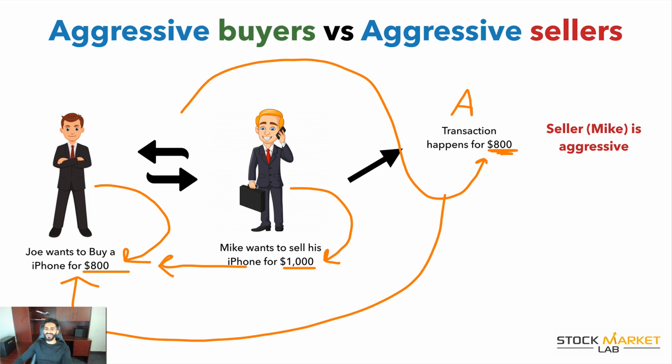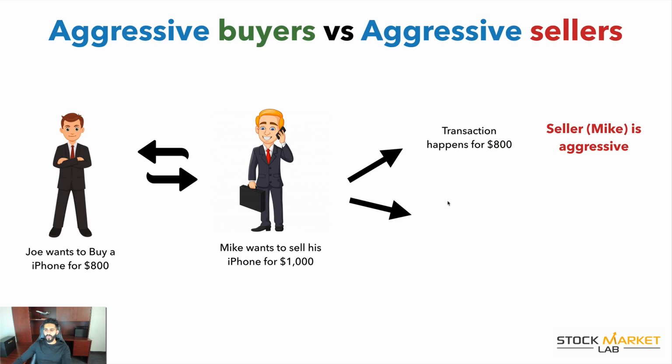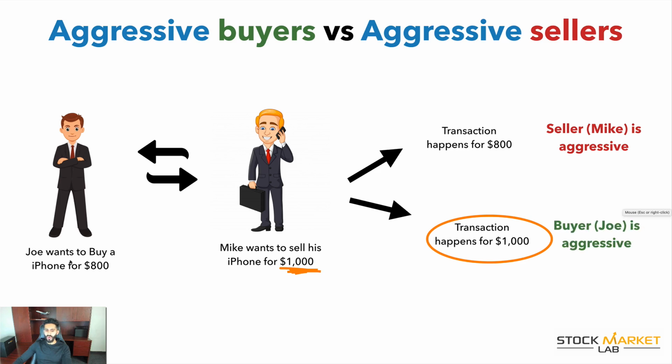If Mike was not aggressive and he didn't need to get rid of his phone, or he didn't really care about selling it for a lower price, he would have transacted the deal for $1,000. So now if the transaction happened for $1,000, who is more aggressive? In this situation, Joe, the buyer, was more aggressive because the buyer came and paid what the seller wanted. That means he was more aggressive.